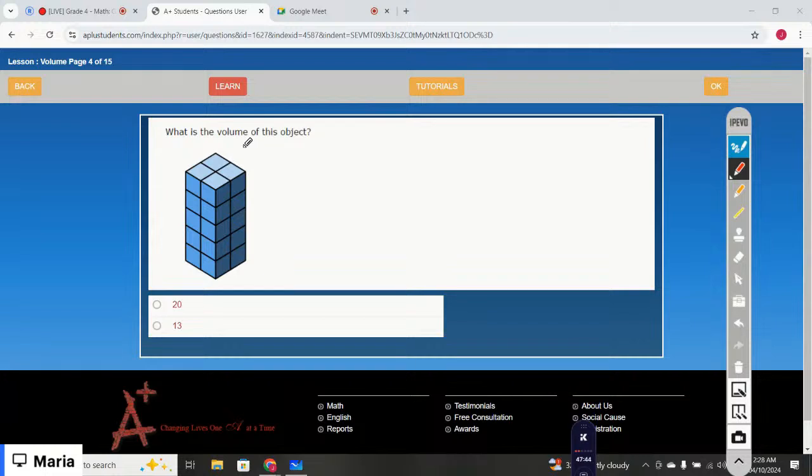So the width is 2, the length is 2, the height is 5. You have to do 5 times 2 times 2. So which is the correct option? Yes, 20. Option number 1 is the correct option. That is 20. Option number 1 is the correct option.